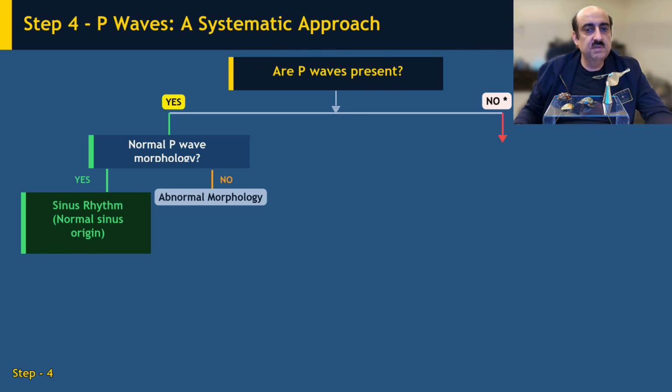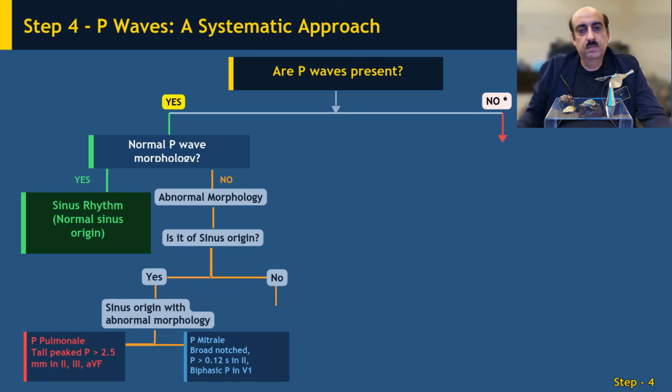And we discussed in the previous slides, if the morphology is normal, then it's most likely a sinus rhythm origin or normal sinus origin. We cannot still say that it's sinus rhythm purely on the basis of P wave, because QRS is part of the sinus rhythm. Anyways, the origin of the P wave is in sinus.